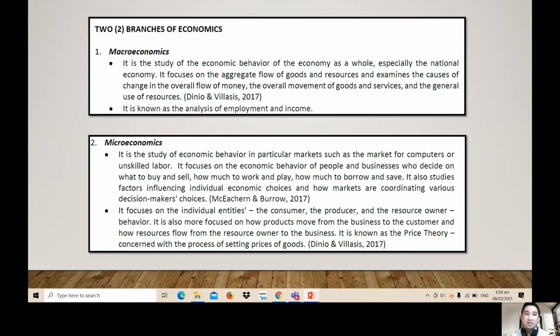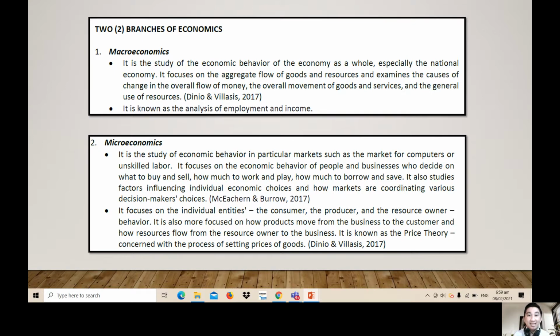Macroeconomics is the study of the economic behavior of the economy as a whole, especially the national economy. It focuses on the aggregate flow of goods and resources and examines the causes of change in the overall flow of money. So the overall movements of goods and services and general use of resources. It is known as the analysis of employment and income. Yes, macroeconomics is the behavior of the economy as a whole.